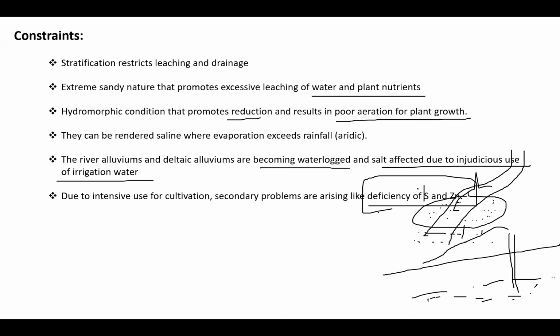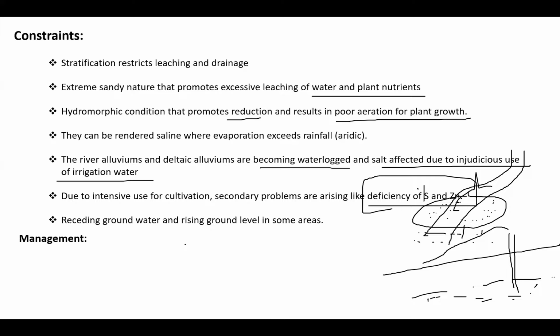And there is receding groundwater and rising groundwater levels. Because of the continuous supply of water from the river, sometimes there is a rise of groundwater level in some areas.